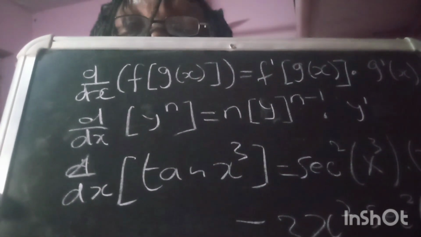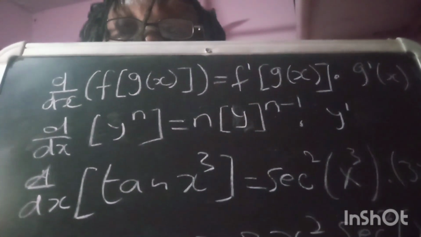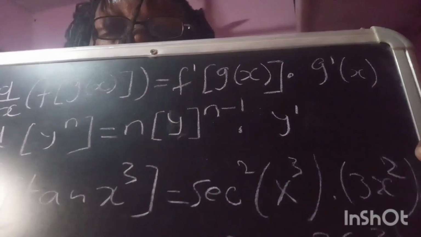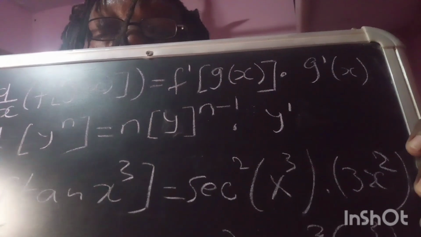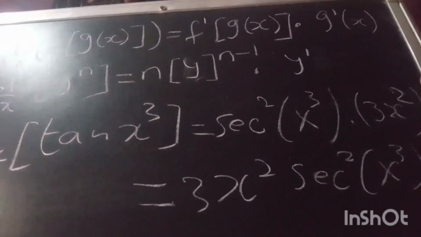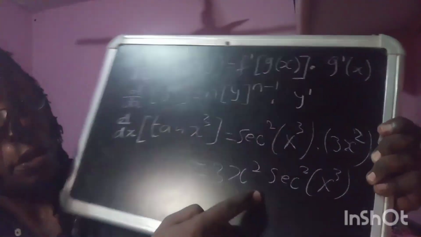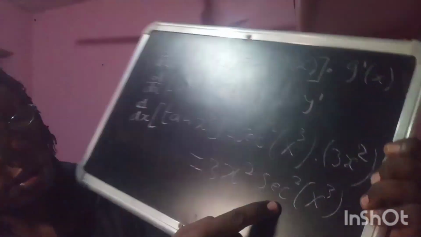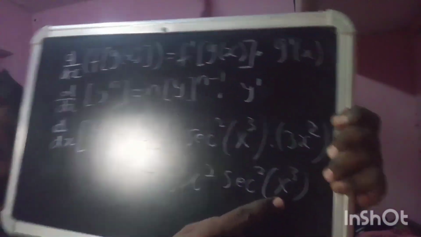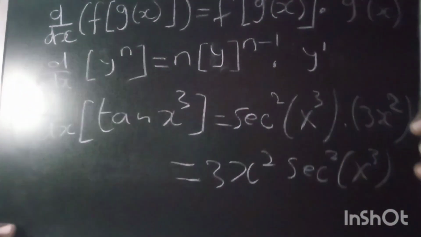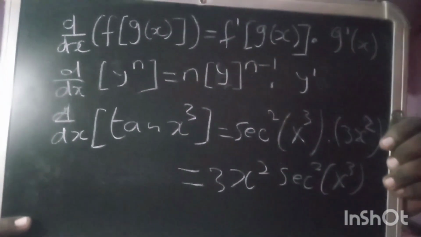d over dx of tangent x cubed is equal to secant squared x cubed into 3x squared. Now look down here, we have 3x squared into secant squared into x cubed. If you follow the formula, by now you must have seen the pattern of how this works. I don't have to explain each and everything. I think you're following.